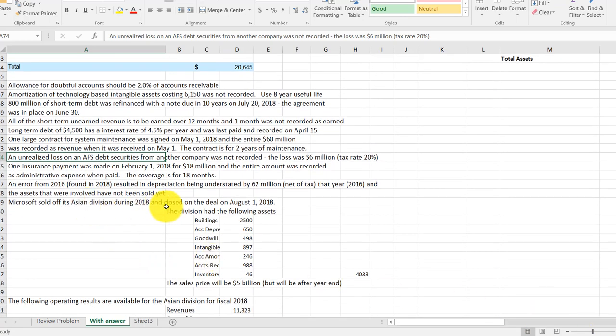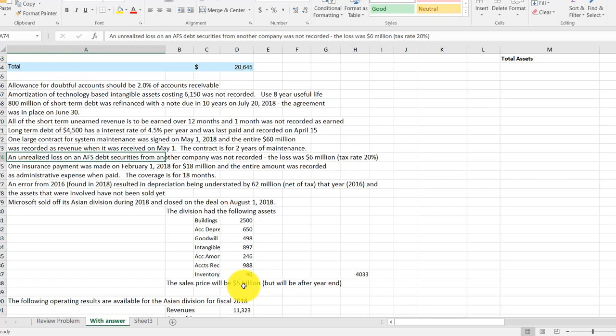Now, to handle a discontinued operation, we're going to separate out the assets, the revenue, the expenses of the part of the business that we're going to sell. Now, notice we're not going to sell it until August 1st.